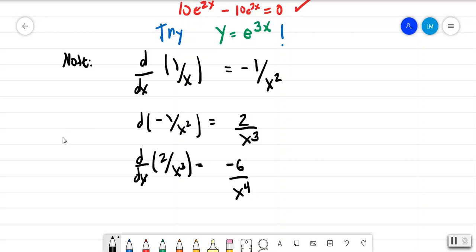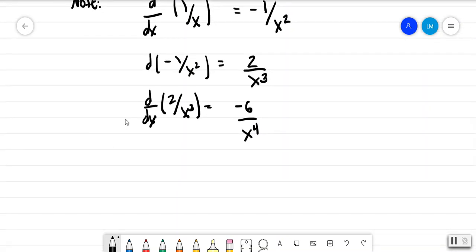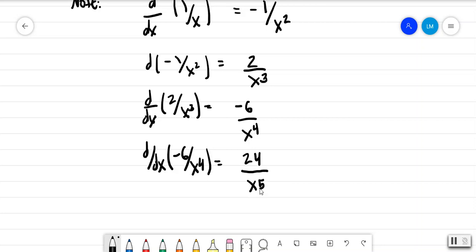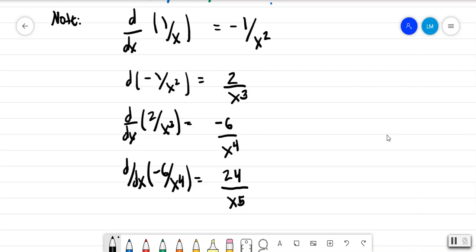Now, if I take it again, the derivative with respect to x of negative 6 divided by x to the fourth is equal to positive 24 over x to the fifth power. Eventually, you'll be able to recognize a pattern such that you would be able to say the nth derivative of, that should be a y.